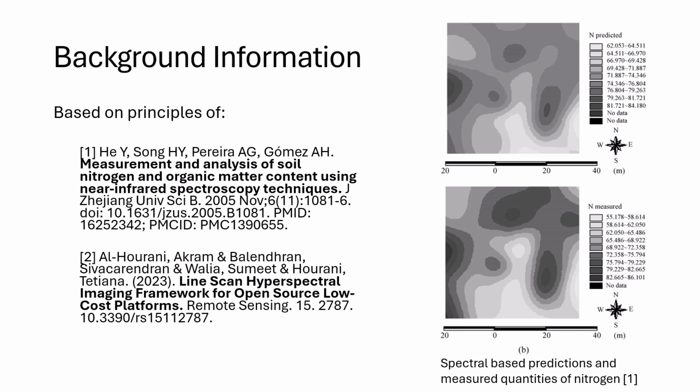So as seen in the images on the right, the top image shows the nitrogen predicted in a sample based off its spectroscopic information, and the bottom shows the actual nitrogen measured in the sample. And so the idea here is you can use predicted nitrogen values to determine the amount of nitrogen and organic material content in soil. Additionally, the design was based off of the line-scan hyperspectral imaging framework for open-source low-cost platform.